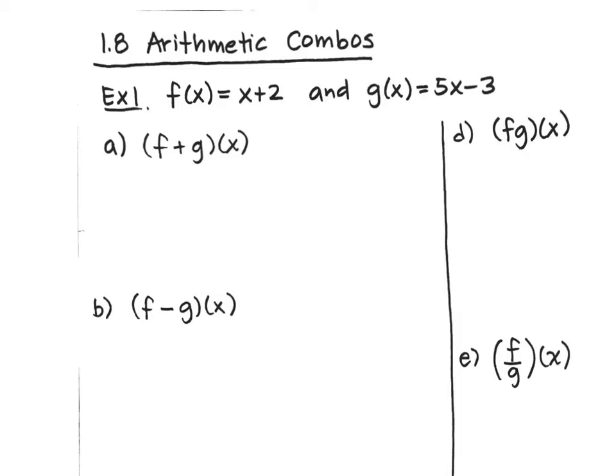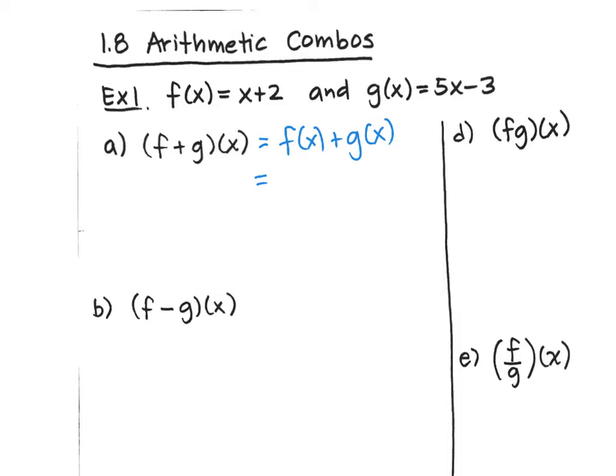Okay, so for example 1, it says f of x equals x plus 2 and g of x equals 5x minus 3. Find f plus g of x. If they say f plus g of x, they just mean what is f of x plus g of x. So my answer is going to be in terms of x because x is still in the expression.